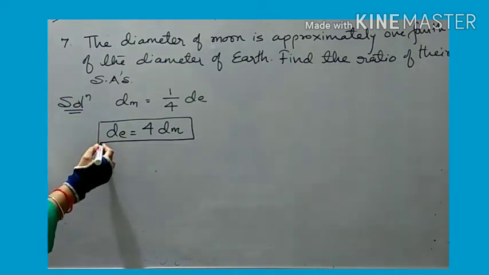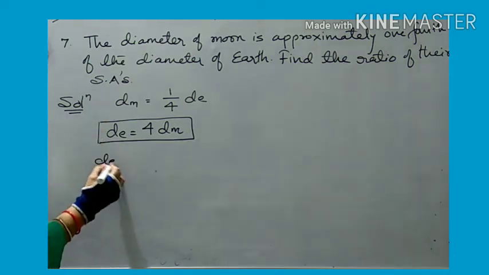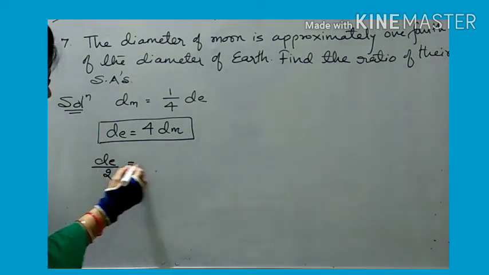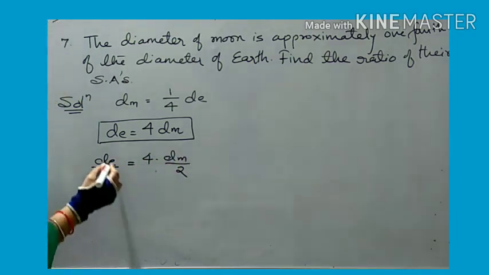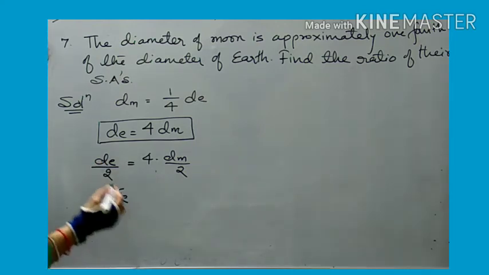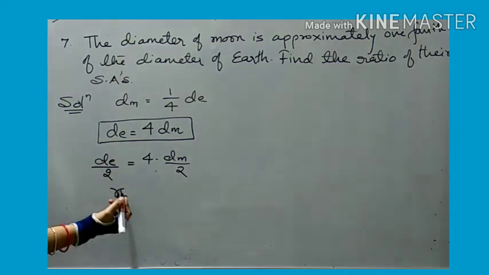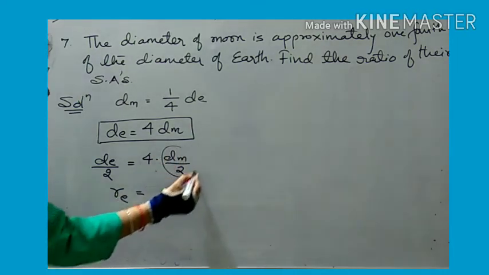So we have to calculate the radius. Now to calculate the radius, what we will do? We will divide this whole equation by 2. If you divide this by 2, what we will get? dE by 2 is equal to 4 into dm by 2. Now what is diameter upon 2? Diameter of the earth upon 2 will give you the radius of the earth.